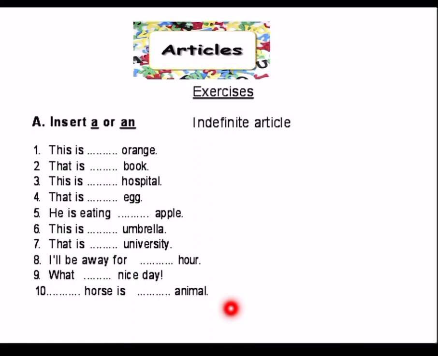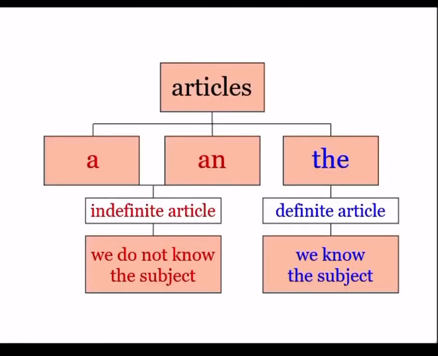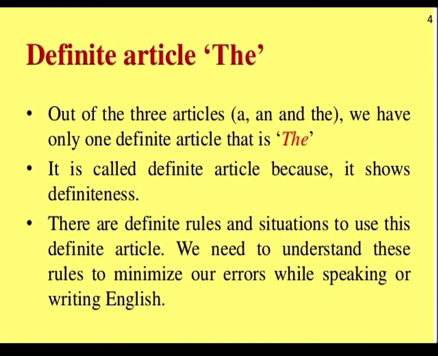Now if you are clear about indefinite article, we will move further to definite article, that is the. Remember, whenever we use definite article the, we mostly know what the subject is. Out of the three articles a, an and the, we have only one definite article, that is the. It is called definite article because it shows definiteness. There are definite rules and situations to use this definite article. We need to understand these rules to minimize our errors while speaking or writing English. Now remember, when should you use the?